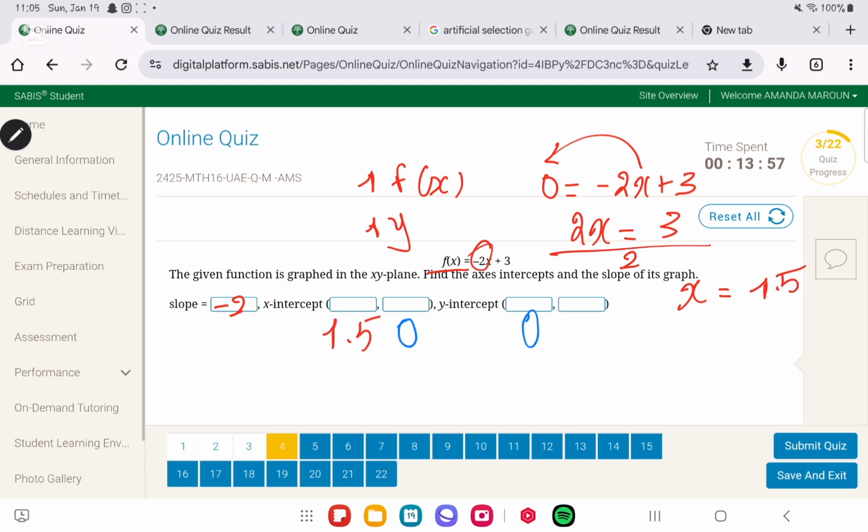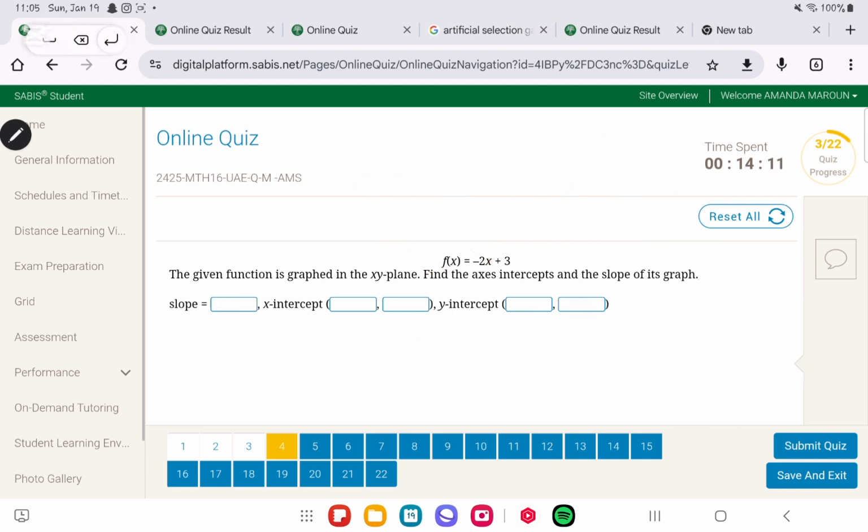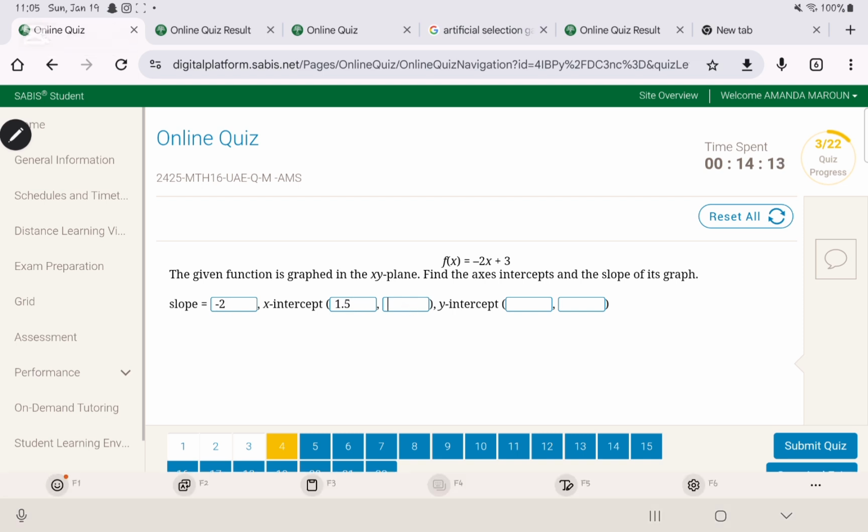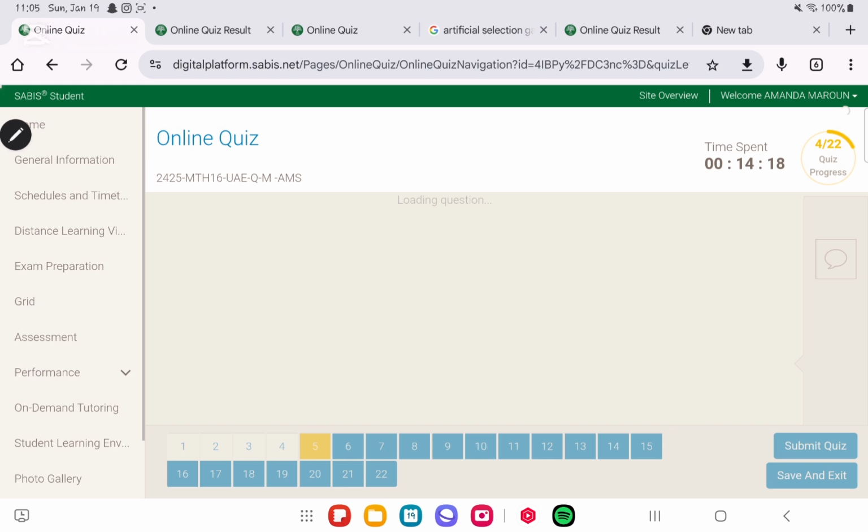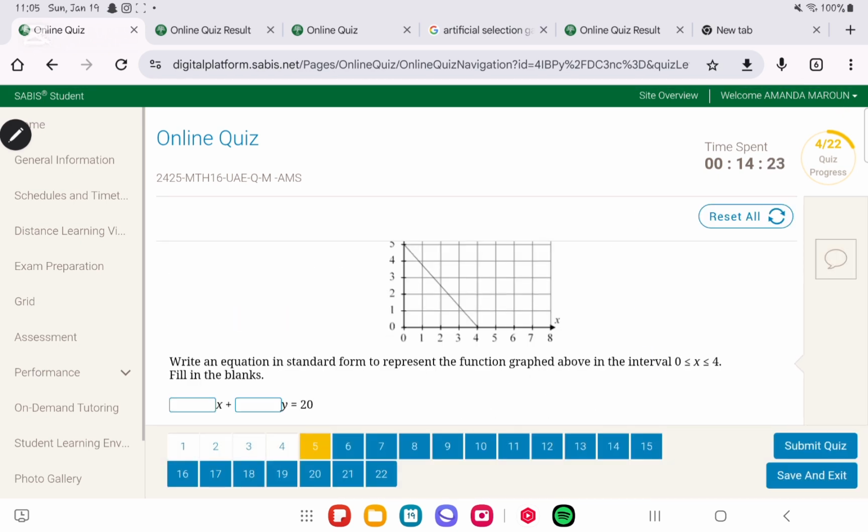To find the y-intercept, we have to put x equal to 0, so f(x) is equal to minus 2 times 0 plus 3, so it is equal to 3. So the y-intercept is 3. So our answers are minus 2, (1.5, 0), and (0, 3). Moving on to question number 5, we need to write an equation in standard form to represent the function.